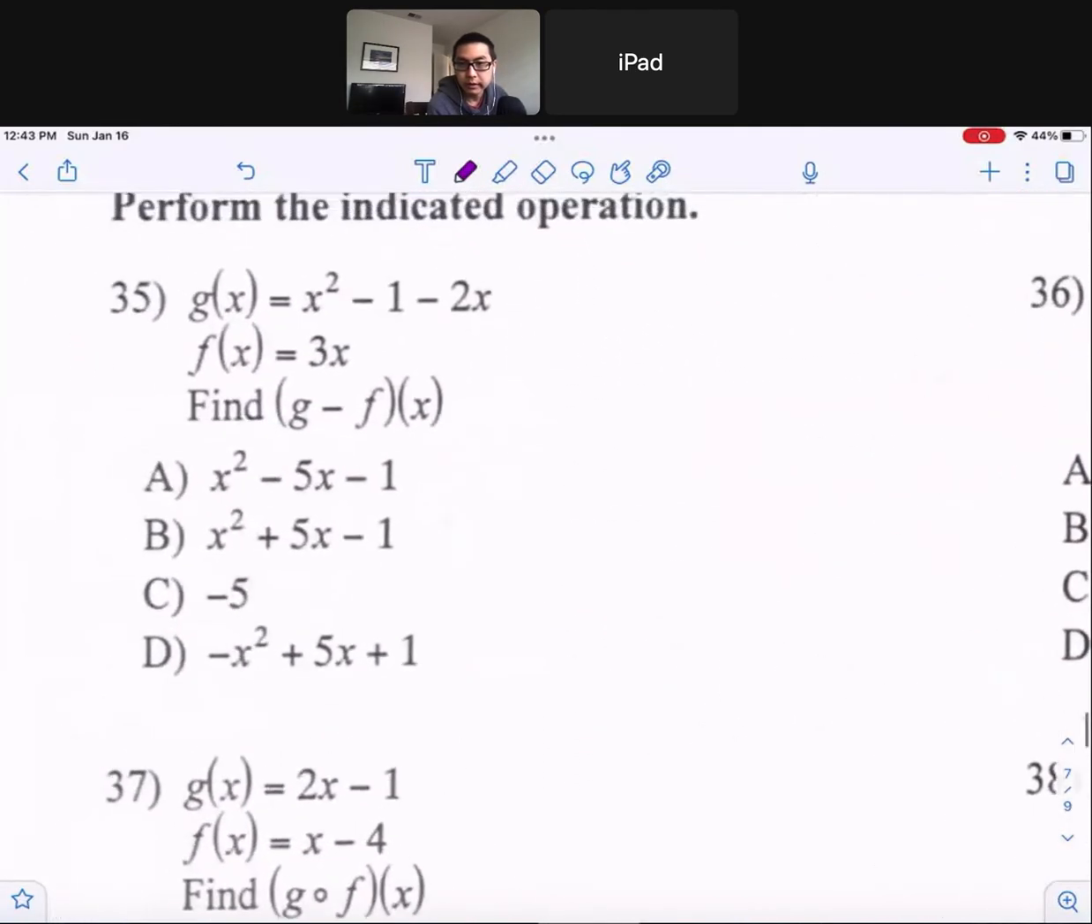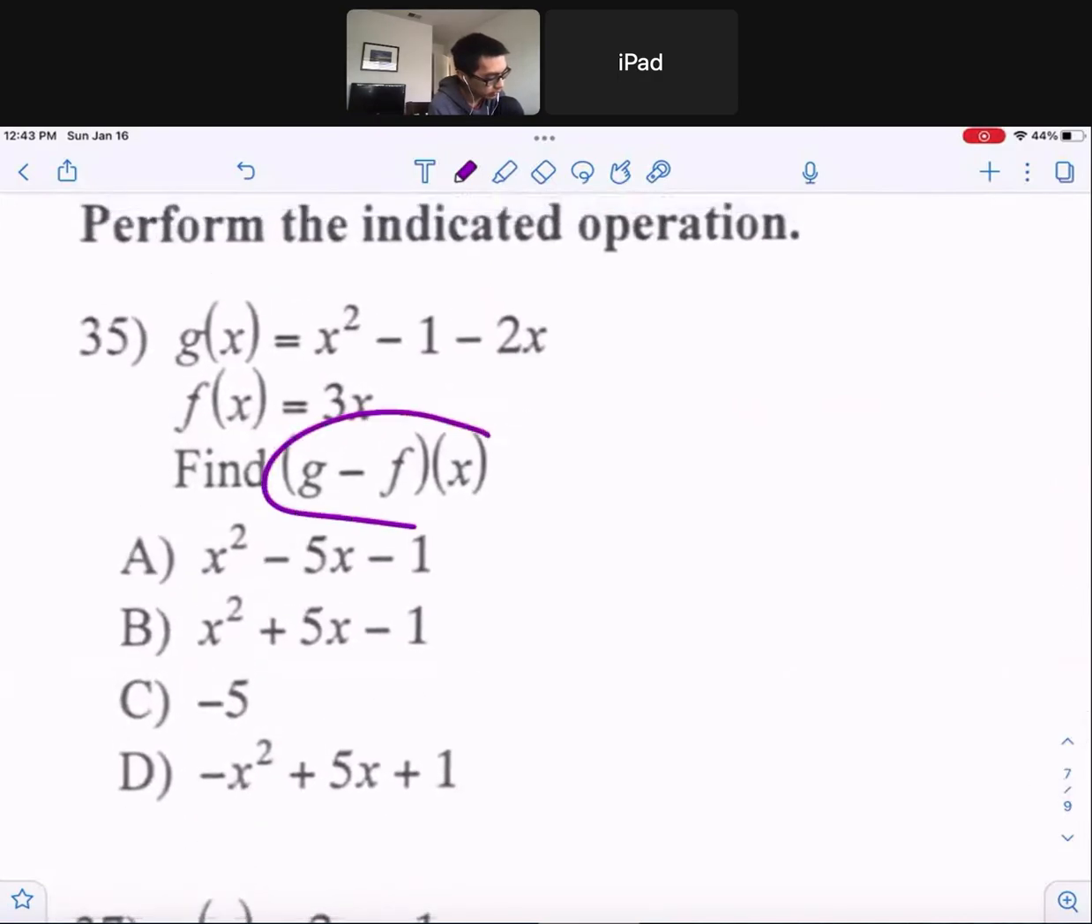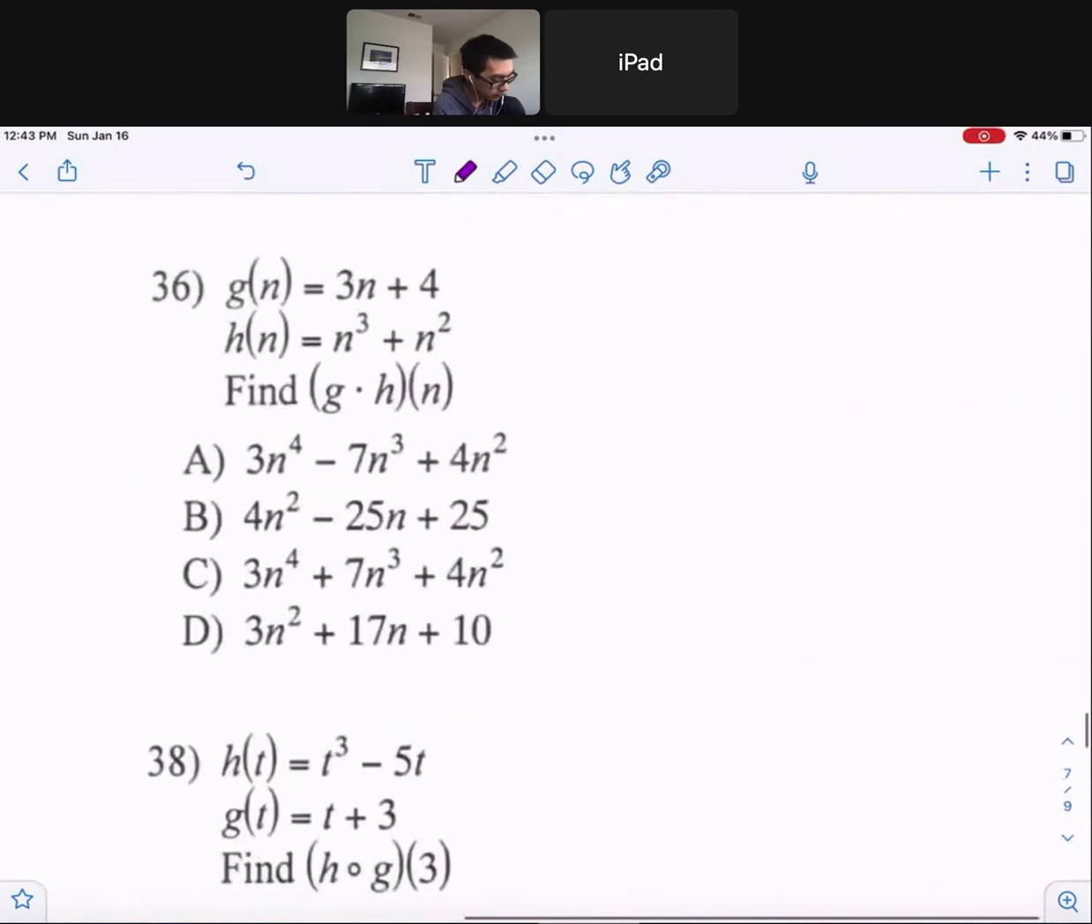Okay, so with these, now we're going to perform the indicated operation. We've got the g function minus the f function. So take your g function and subtract the f function. So we got x squared minus 5x minus 1, which is going to be A.